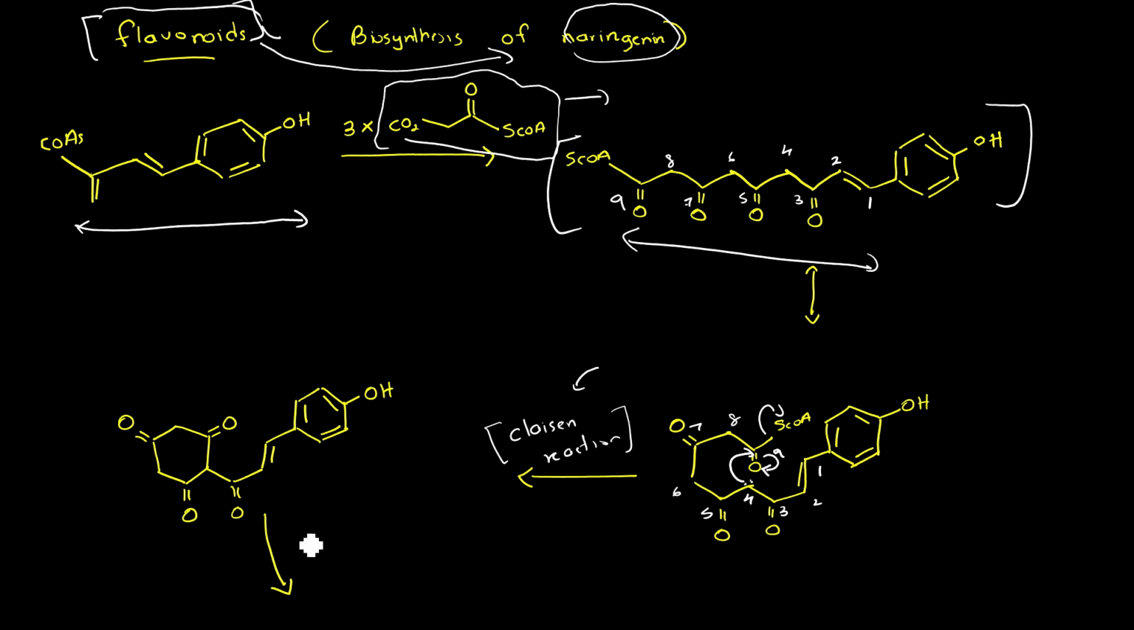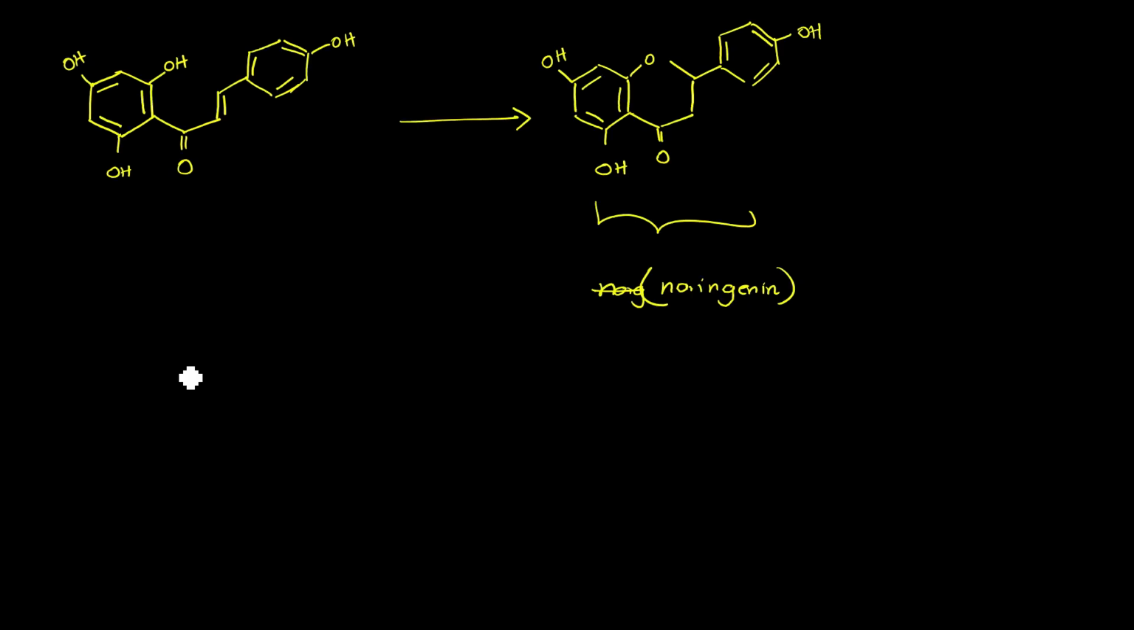Now a simple enolization will happen. What enolization basically means is that these carbonyl groups will be converted into hydroxyl groups, introducing double bonds inside the ring. Here you can see that those carbonyl groups have converted into hydroxyl groups. We have introduced double bonds, the pi bonds, inside the ring. So this is basically the enolization.